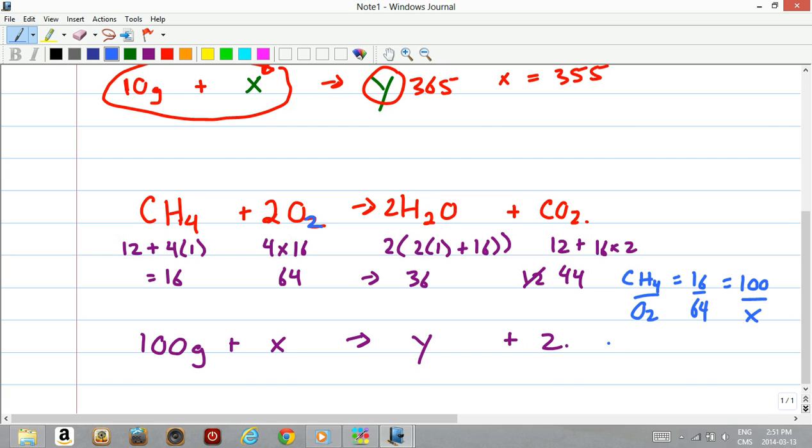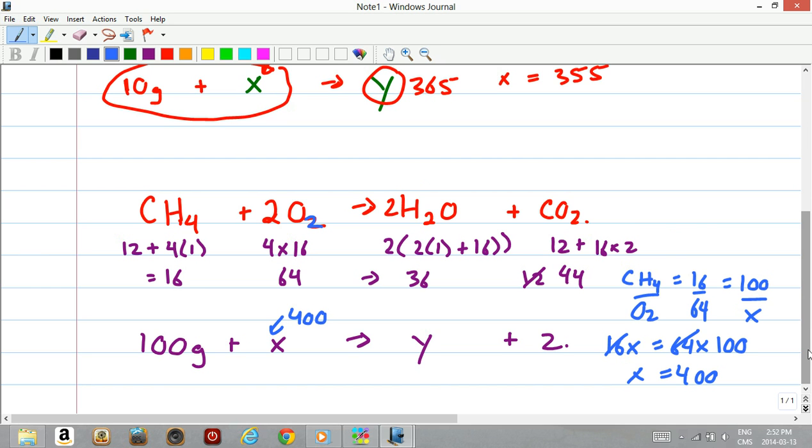So again, we set up our equation. It would be 16x equals 64 times 100. And again, 16 goes into 64. Oh, no, it doesn't go into 64 4 times. I thought it did. No, it does actually. It does go into 64 4 times. So x therefore would be 400. So there you go. We know we need 400 grams of oxygen to react with 100 grams of methane. And then again, we can solve for y and z in the same manner.